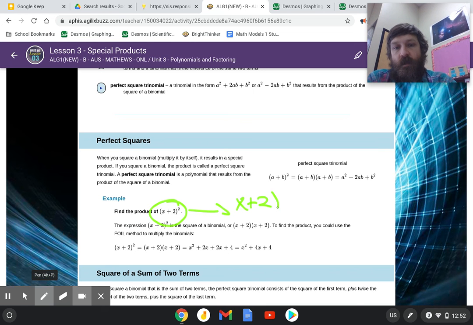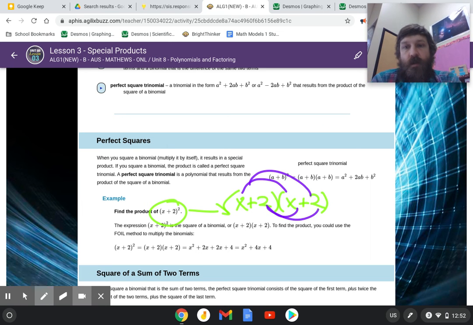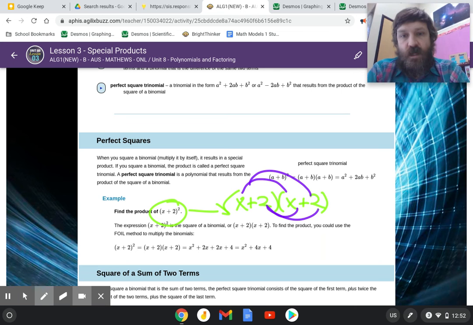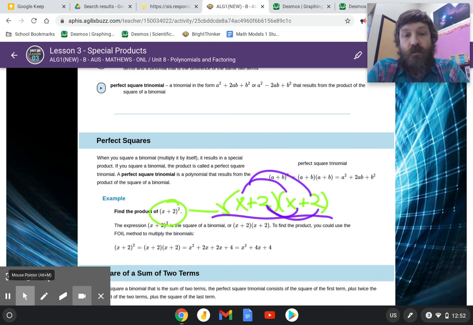you are doing x plus 2 times x plus 2, which means, of course, that you are doing the FOIL method on that. Do not think that this means to do x squared and 2 squared and you're done, because that is not what you're doing here. You are actually needing to multiply this out. So this right here is a problem that we might have seen in the previous lesson. So that is really all you need to know for this unit.